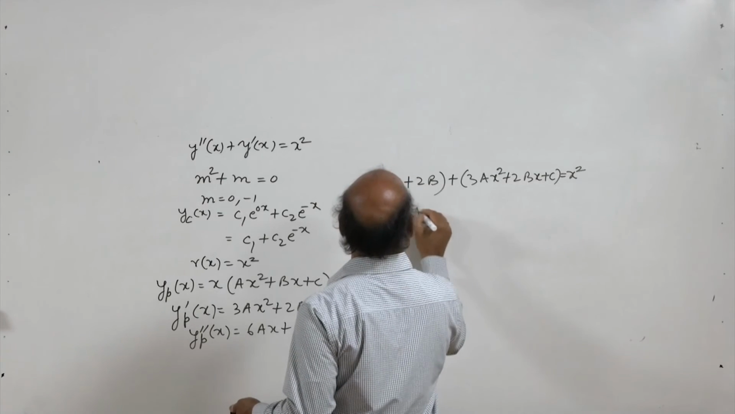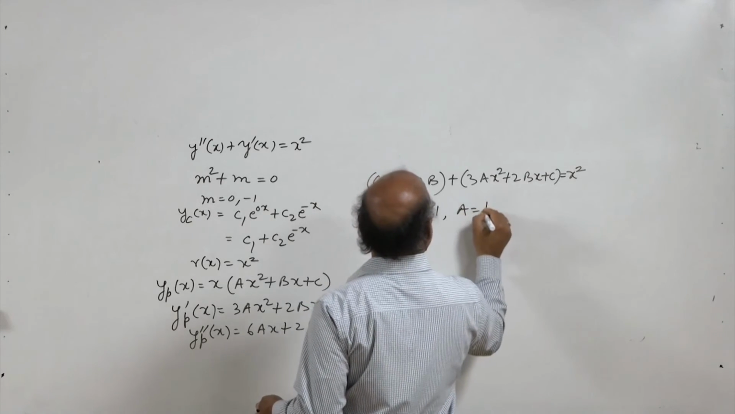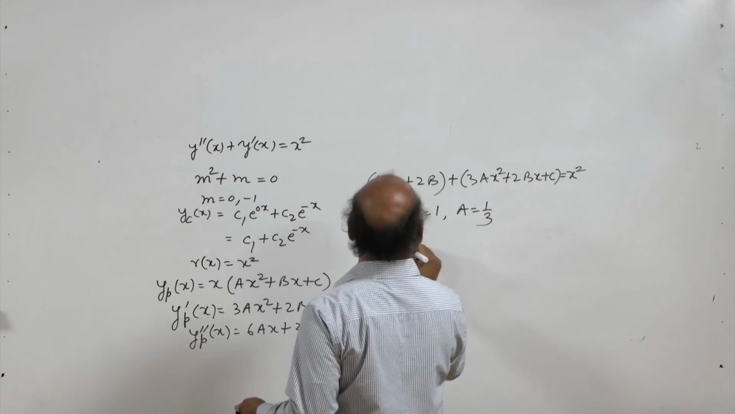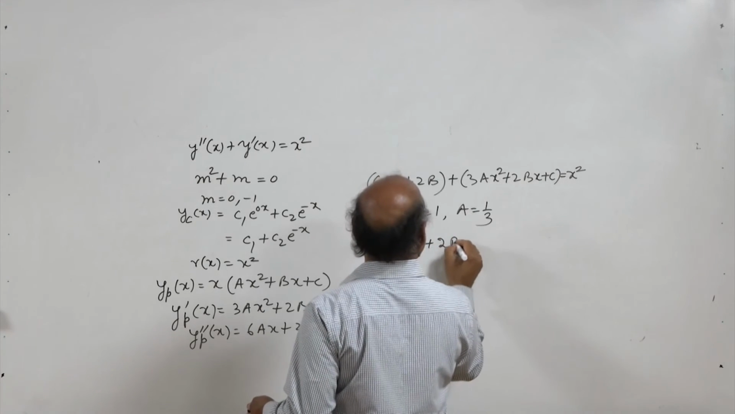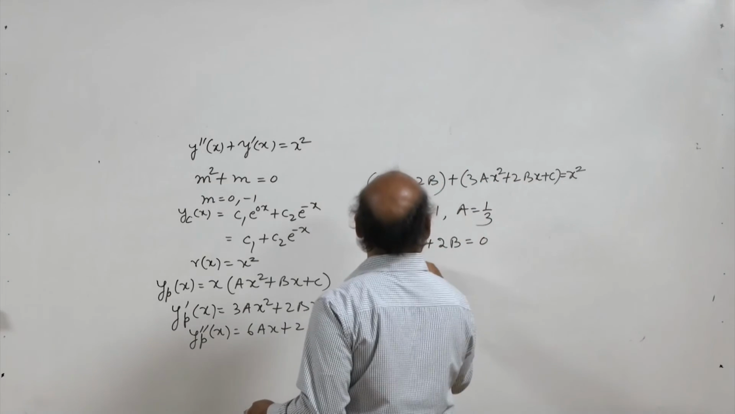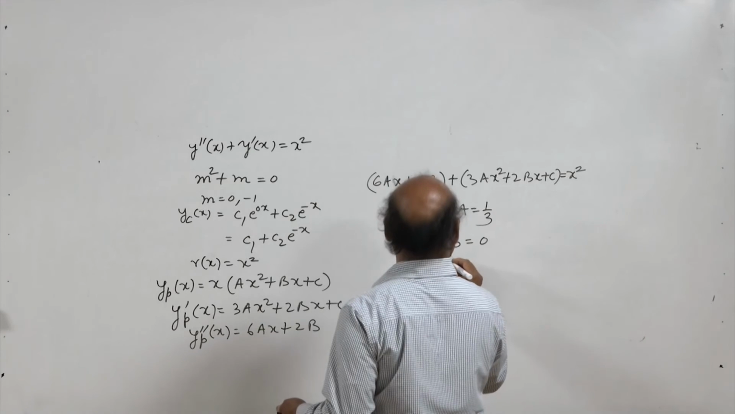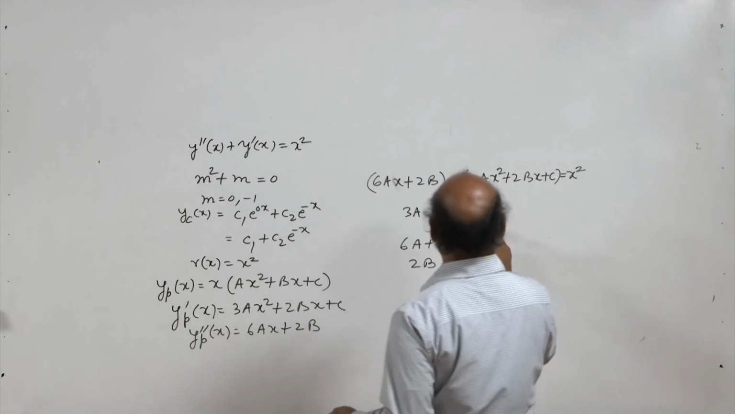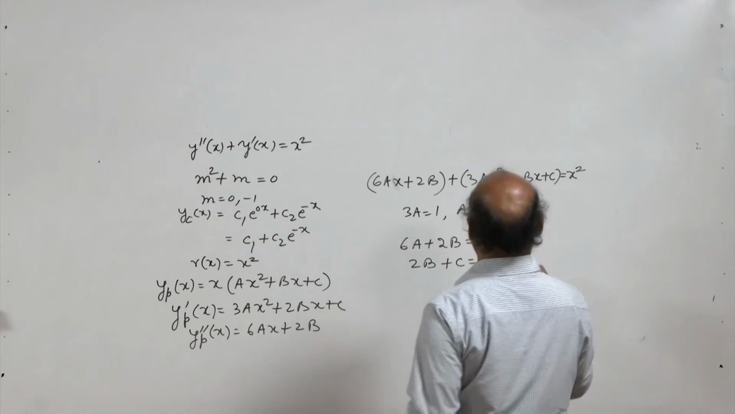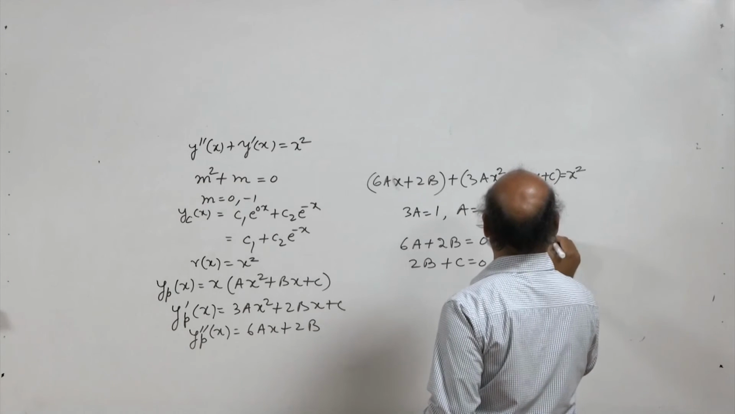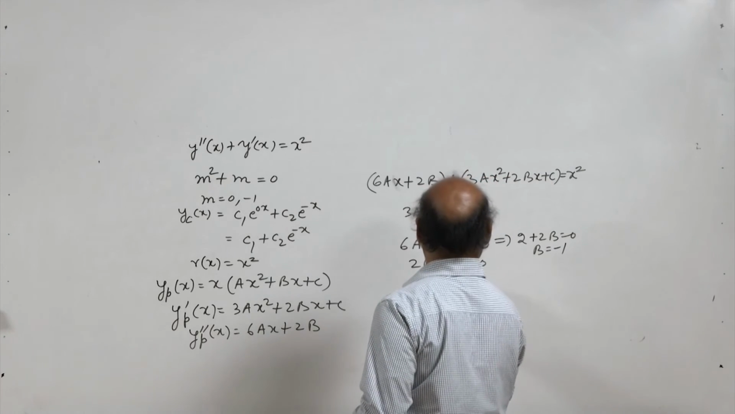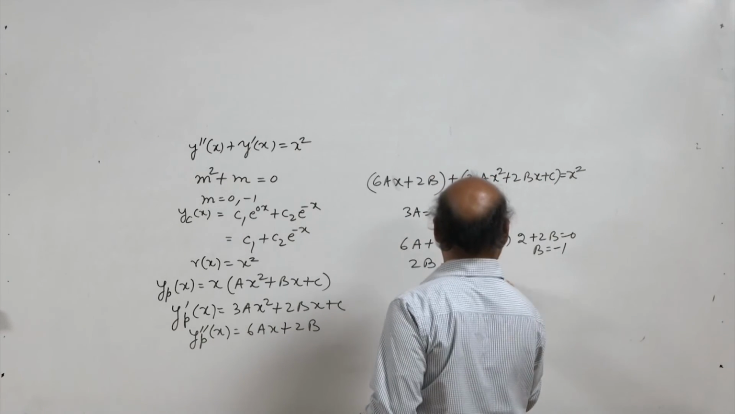So 3a equal to 1, so we get a equal to 1/3. Then we have to look at the coefficient of x here. So 6a + 2b equal to 0, because there is no coefficient of x there, it is 0. And then we have 2b + c equal to 0. So substituting a equal to 1/3 here, 6a equal to 2, 2 + 2b equal to 0, which will give you b equal to minus 1, and b equal to minus 1 then gives you c equal to 2.